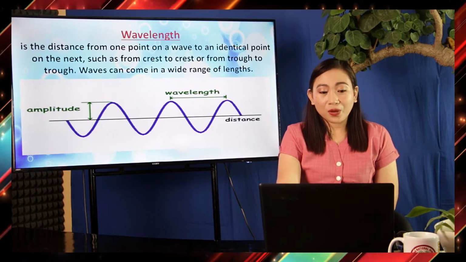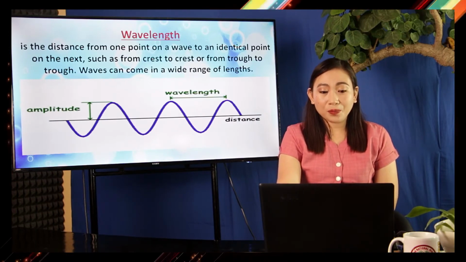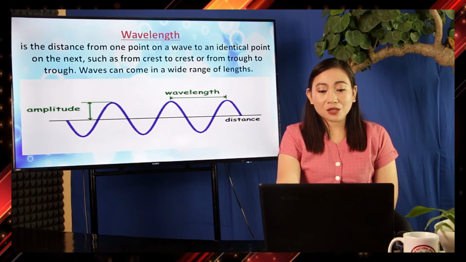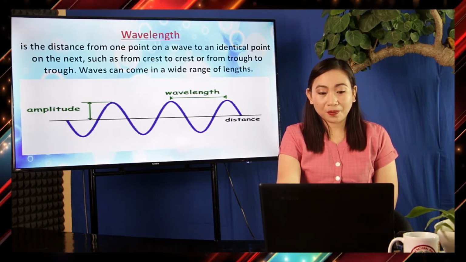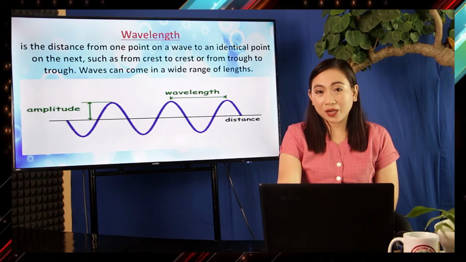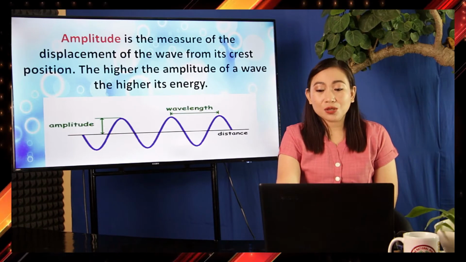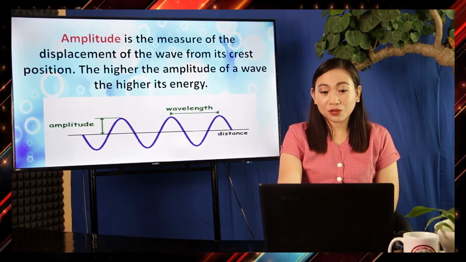Wavelength. Wavelength is the distance from one point on a wave to an identical point, such as from crest to crest or from trough to trough. Waves can come in a wide range of lengths. When we say wavelength, it's from crest to crest or from trough to trough.